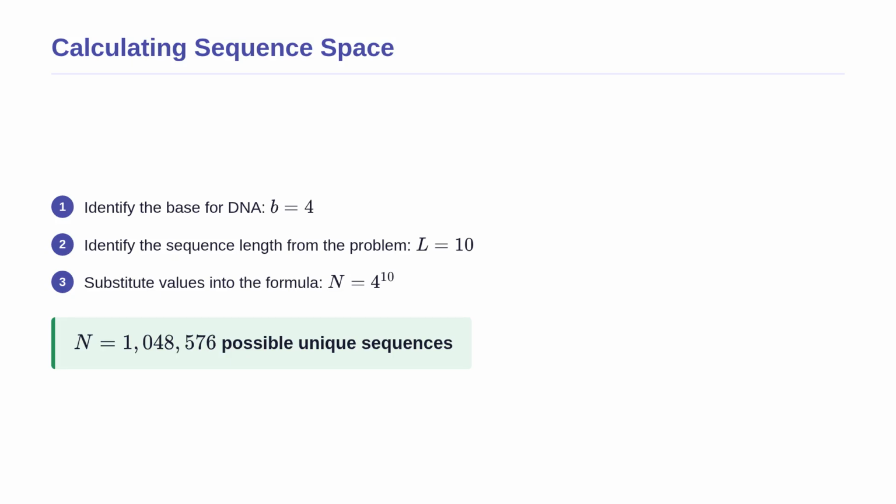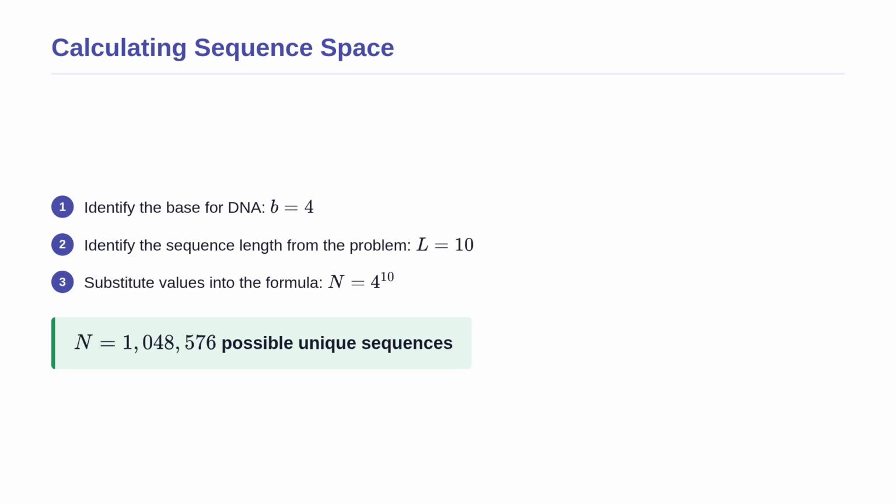Now that we have our formula, let us see it in action with a concrete example. Imagine a scientist is studying a very tiny segment of DNA that is only 10 nucleotides long. We want to know how many different possible combinations exist for this specific length. First, we identify our base, B. Since it is DNA, B equals 4. Next, we identify the length, L, which is given as 10.